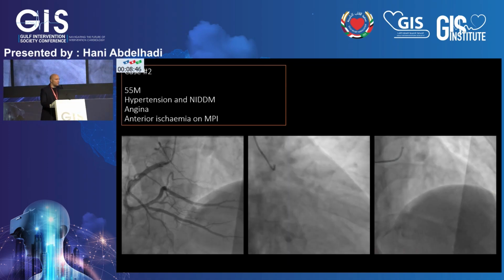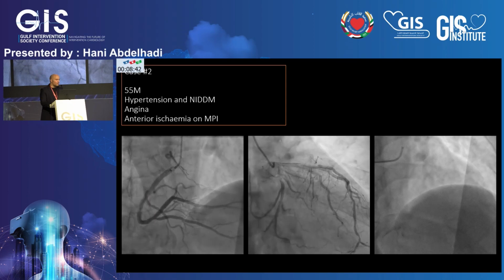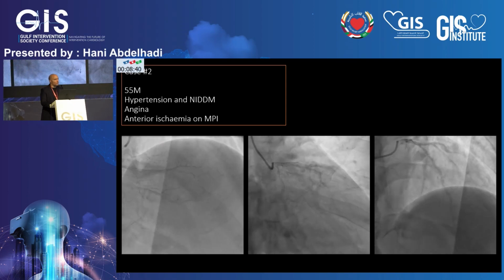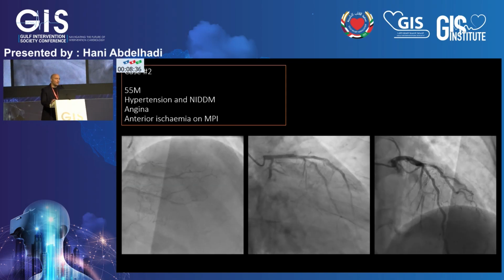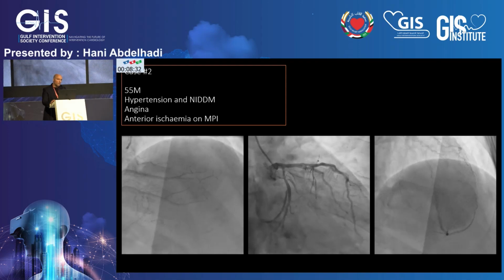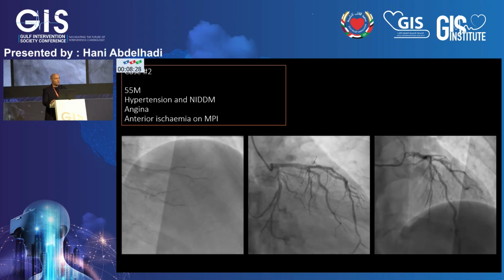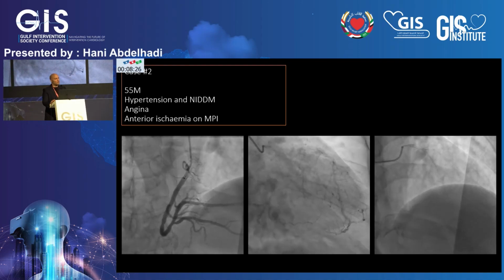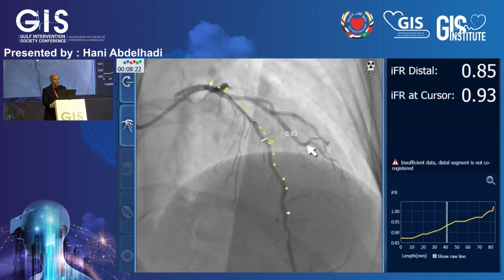Briefly, our second case is a 55-year-old gentleman with stable angina, hypertensive, diabetic, who has anterior ischemia on his myocardial perfusion scan. And we do this coronary angiogram. So you've got this dominant right coronary with no significant disease. There's mild disease in the circumflex. And this, to me, angiographically, looks like mild to moderate LAD disease. It doesn't really look critical, but again, we assess this with a pressure wire. And our distal iFR is 0.85, and this is our pullback measurement.